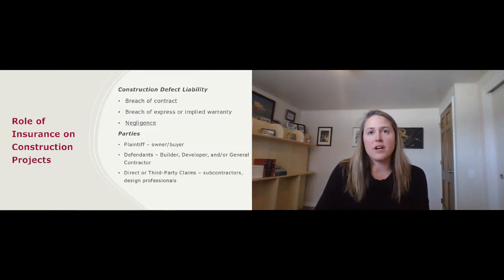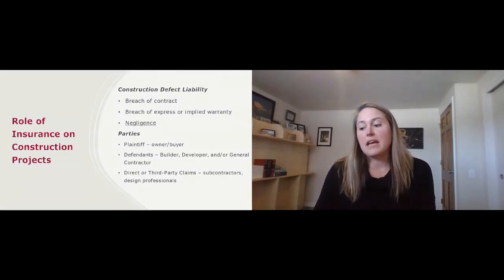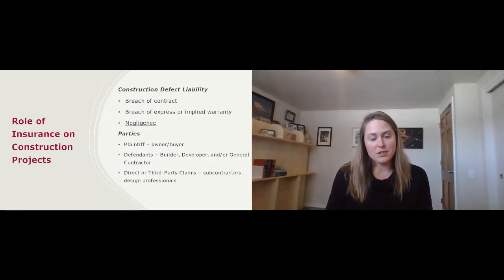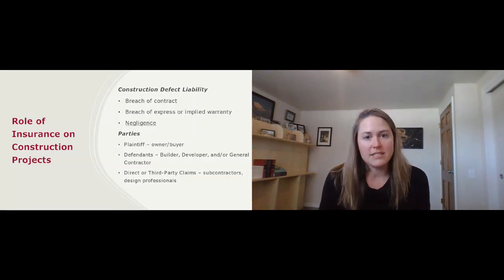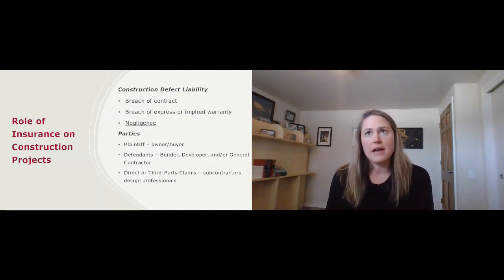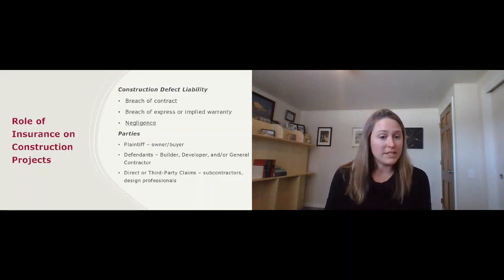We have very, very plaintiff-friendly construction laws. And so it basically has enabled many, many plaintiffs to bring lawsuits, whether they have merit or not. So unfortunately, this does drive the cost of insurance up, and you're probably seeing those effects in your day-to-day work. Construction defect liability, there's several different legal theories that it can arise under. You've got breach of contract, breach of warranties. Those could be express or implied warranties.